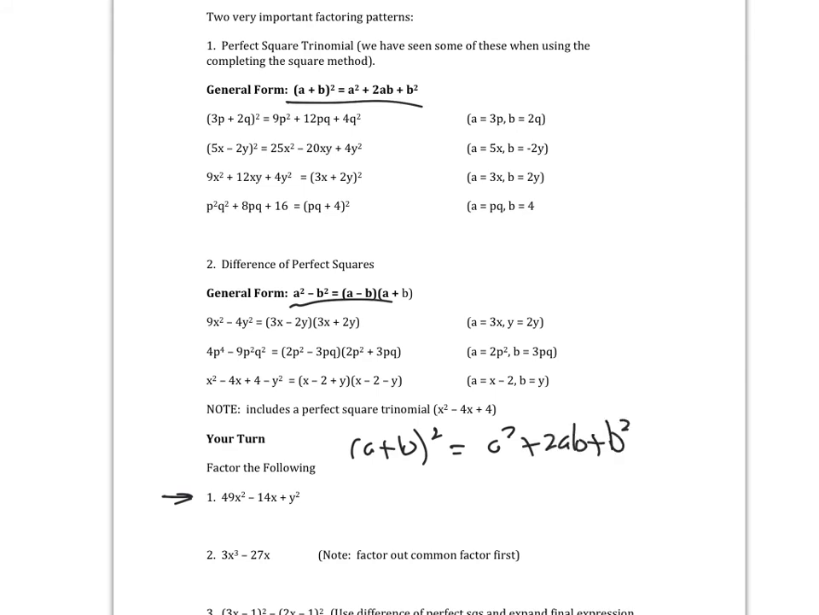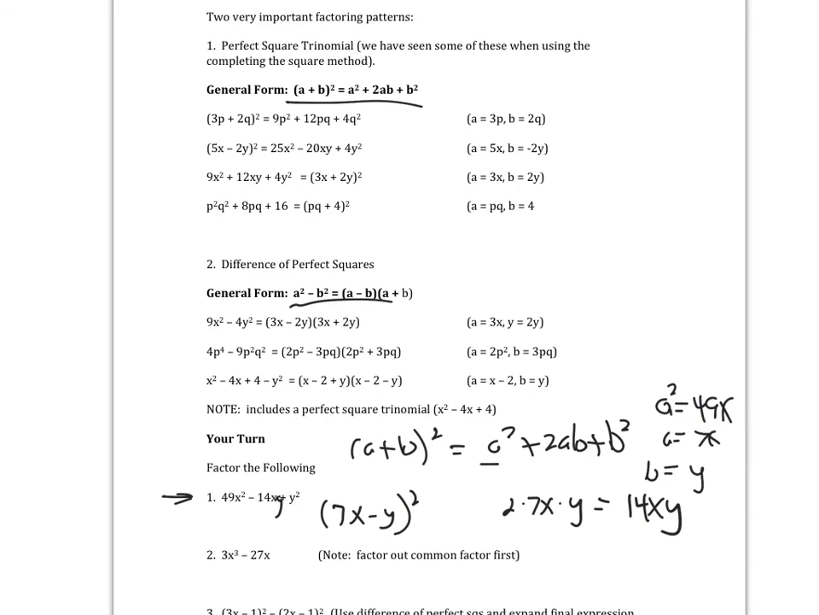So that means that a squared is equal to 49x squared. Okay, that works. That's a perfect square, so we get a is equal to 7x. B then would be equal to y. And so the middle term, whoops, sorry, there should be a y there. The middle term then would be 2 times 7x times y equals 14xy. And that works. So this can then be factored to 7x minus y squared. Okay. Sorry about that error there.